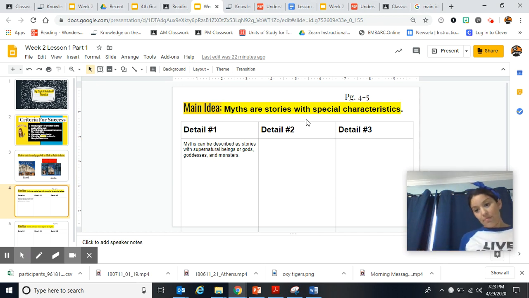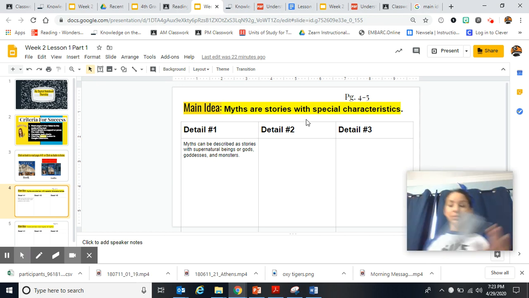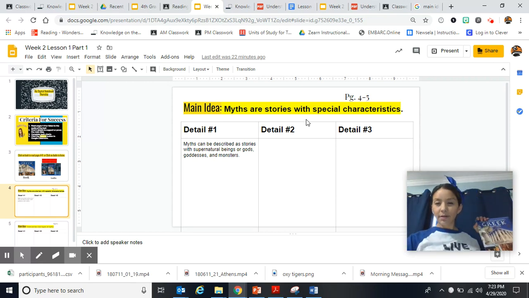So I read the story, or I read the text, and as I was reading, look, Miss Martinez loves you guys. At the top, I gave you what page numbers you're going to look at for this particular main idea. So page 4 and 5. I'm not going to tell you exactly where. That's your job. That's where you got to read. So I read, and as I was reading, I'm like, okay, what are some special qualities about myths, right? Some special characteristics. So as I was reading, here's how I read.